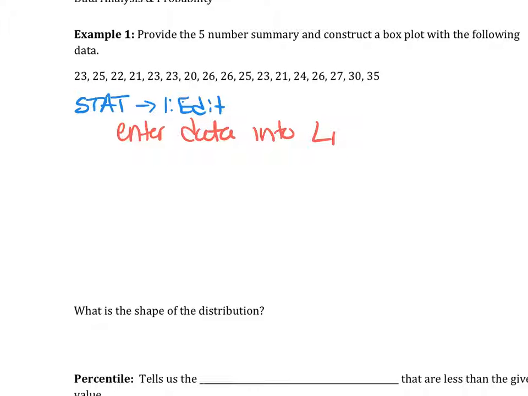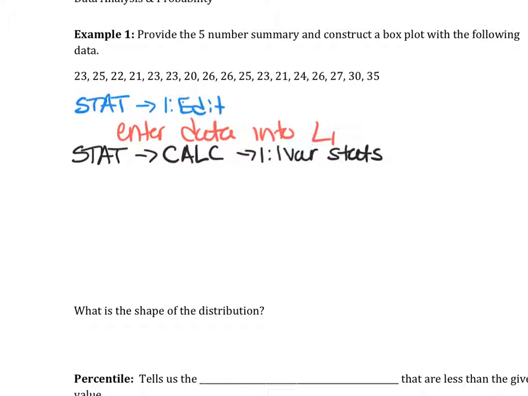So I'll give you guys a couple minutes to do that. Again, remember, clear, enter. Clears your list. Don't hit delete. And then once you have all of your data entered into L1, then in order to get the 5-number summary from your calculator, you hit the stat button again, go over to the calc menu, and then select the first option, 1-Var Stats. And then you hit enter until all of that information pops up on your screen.